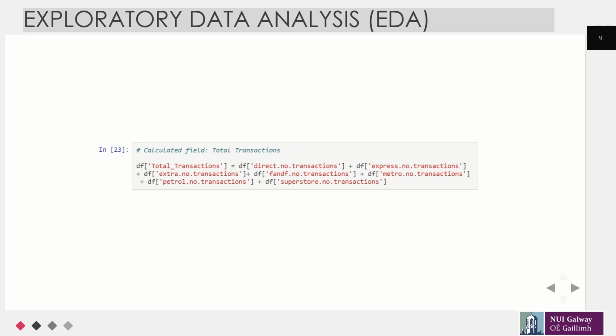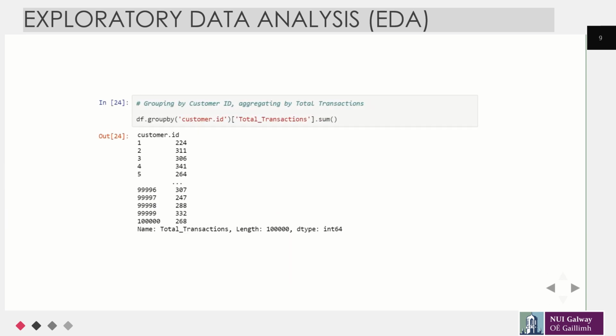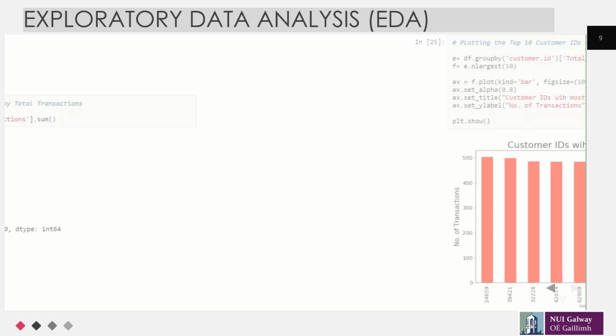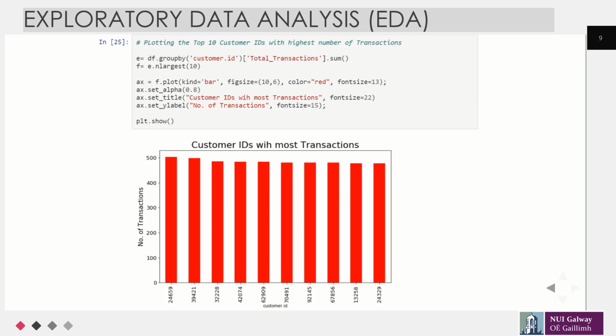Next, we calculate a field called total transactions as below. We aggregate the total transactions against grouped data of customer IDs. The top 10 customers with most transactions gives us the following plot.